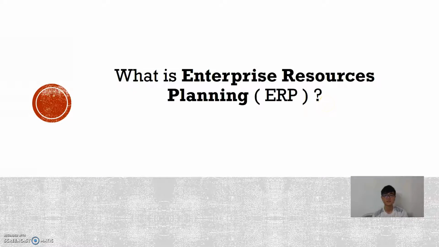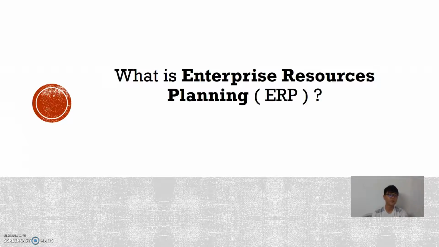So what is enterprise resource planning? It is the integrated management of core business process, often in real time and mediated by software and technology. ERP is usually referred to as a category of business management software, typically a suite of integrated applications that an organization can use to collect, store, manage, and interpret data from these many business activities.